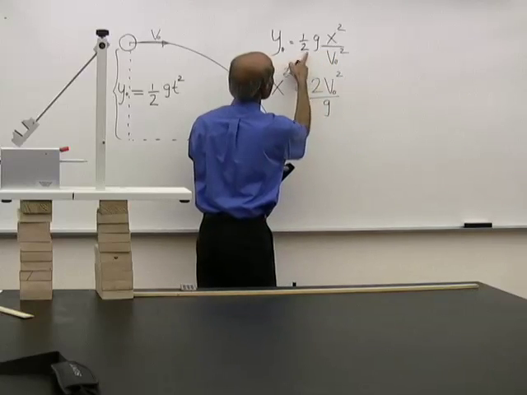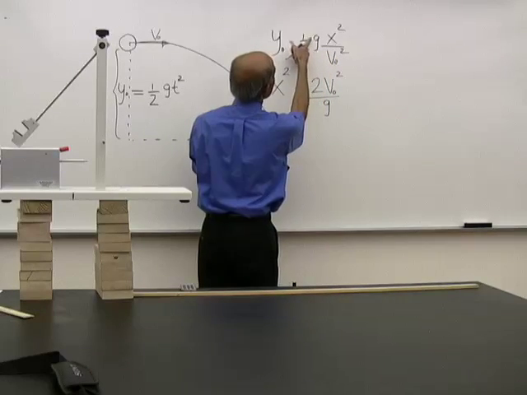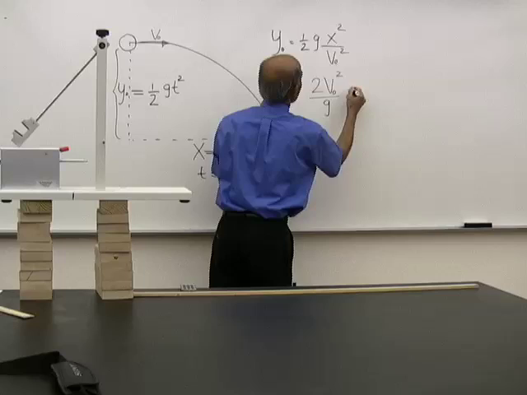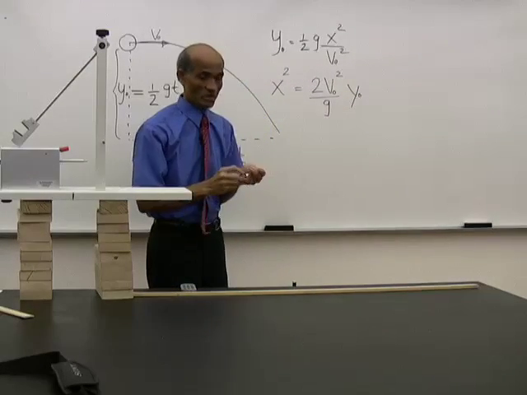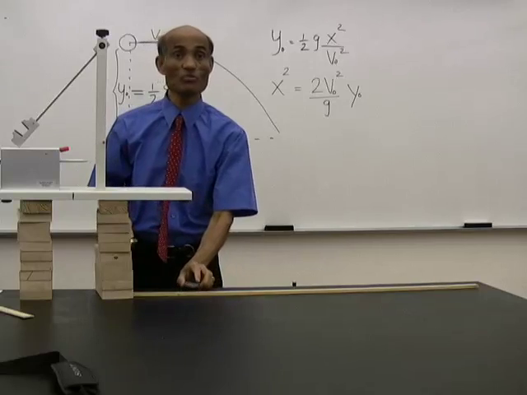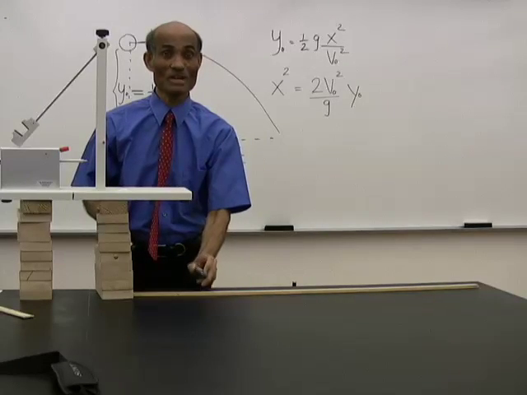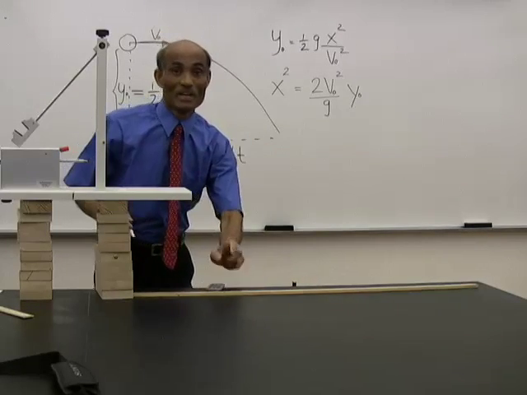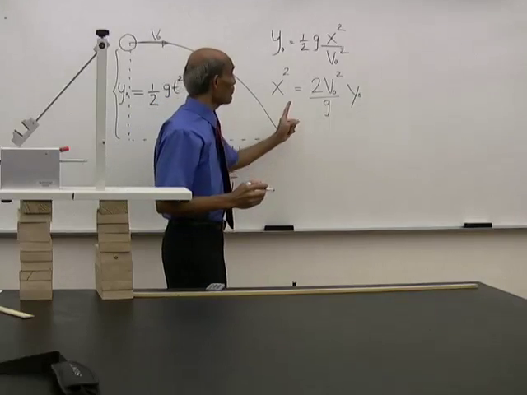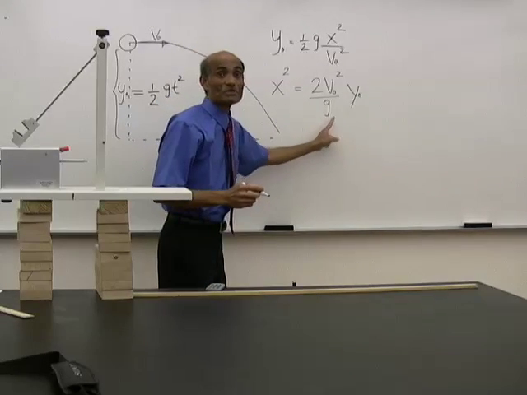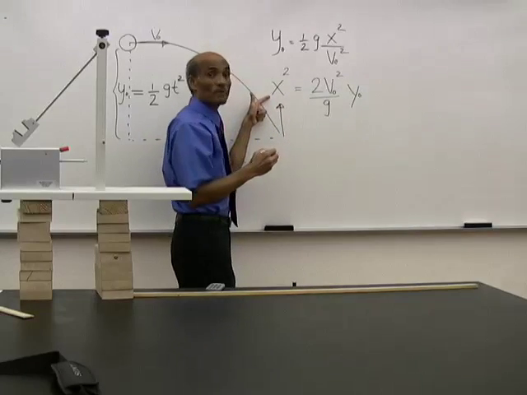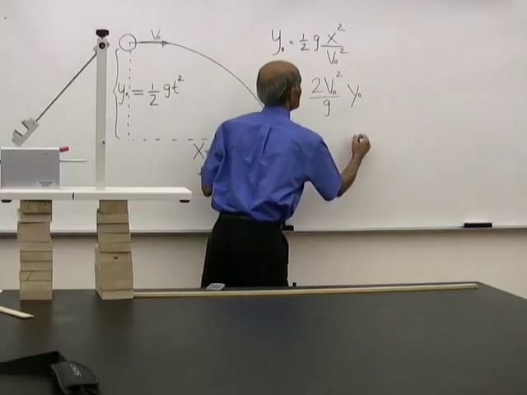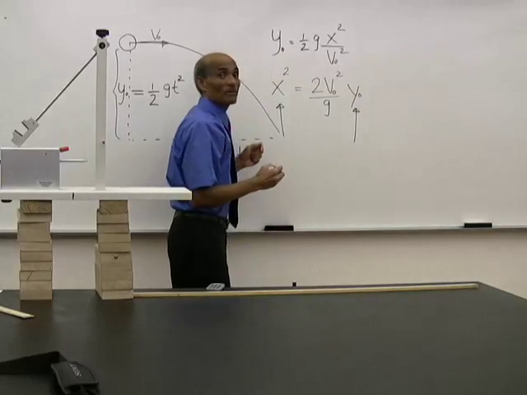So it will be 2 V0 squared divided by G multiplied by Y0. Now check if that equation is right. You're supposed to write it on your own. Now we have an equation in the form y equal to mx. Is that right? Now this is the dependent variable and this is the independent variable.